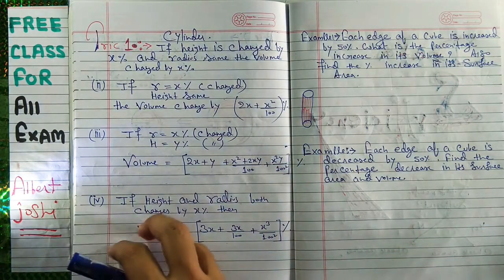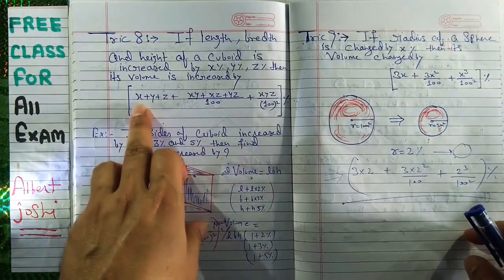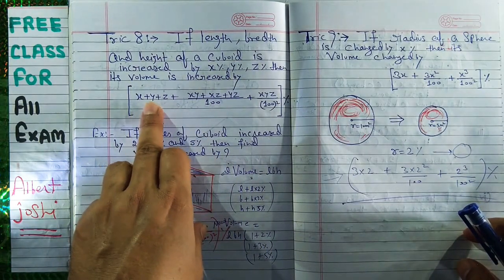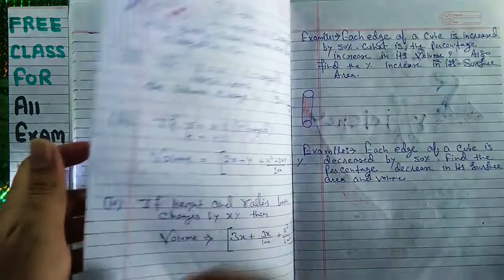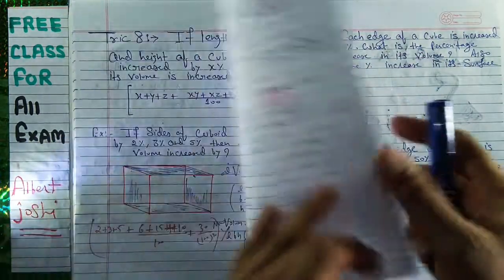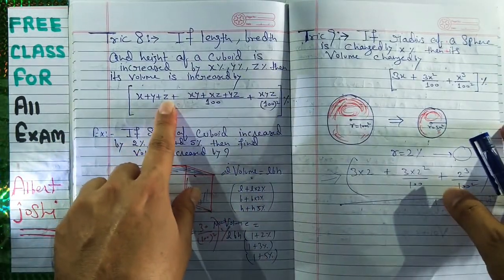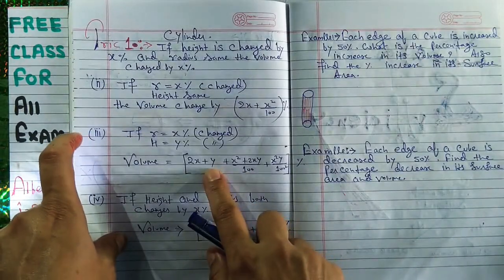This formula and the old formula both are same. In place of y, we have written x. Now you can think here 2x. So x plus x is equal to 2x, and this your z is y. Your z is y. Okay.